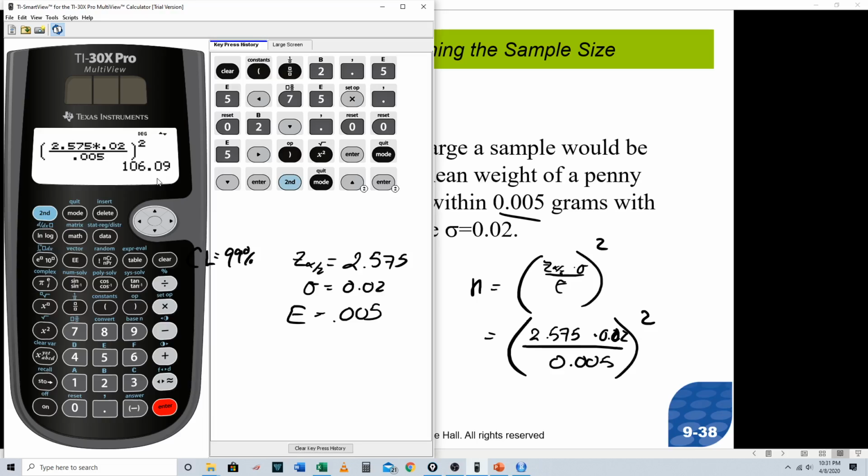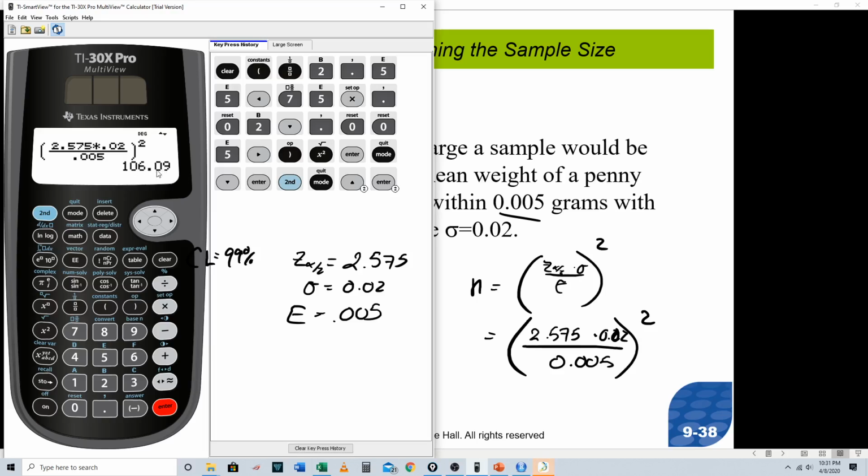Now here's the rub on this one. Here's what you have to remember to do, and just make sure you take really good notes of this. We cannot have a sample size lower than this number, which means I cannot have a sample size of 106, because 106 is lower than this number. This is my least amount of sample. I cannot go lower than this. And so what I'm trying to say is you're always going to round up. Basically, you're always going to drop the decimal and add 1, because we can't survey 0.9 of a penny.